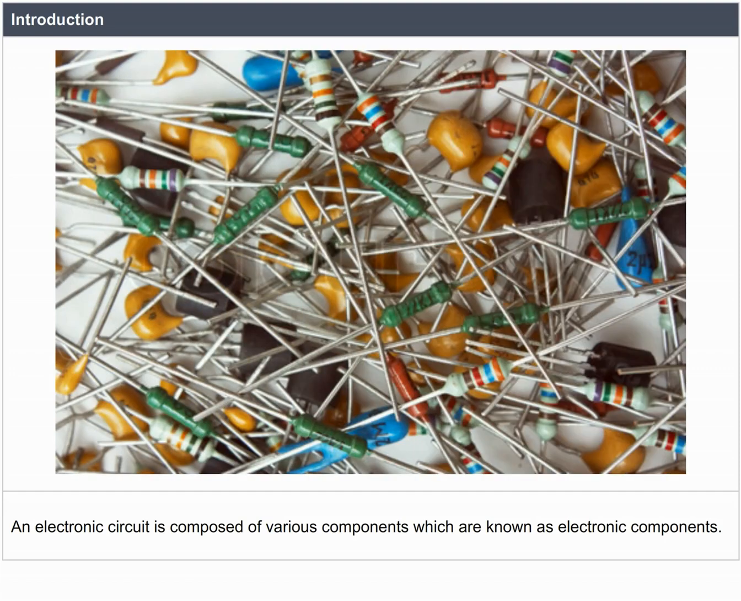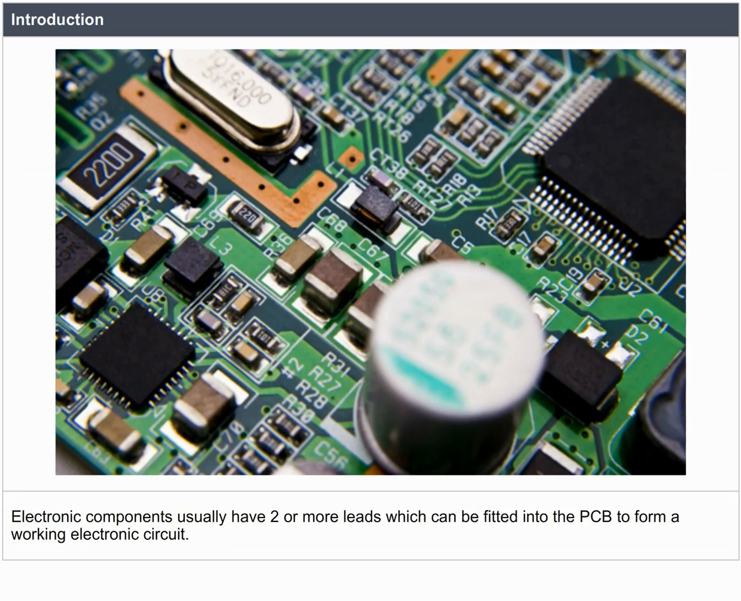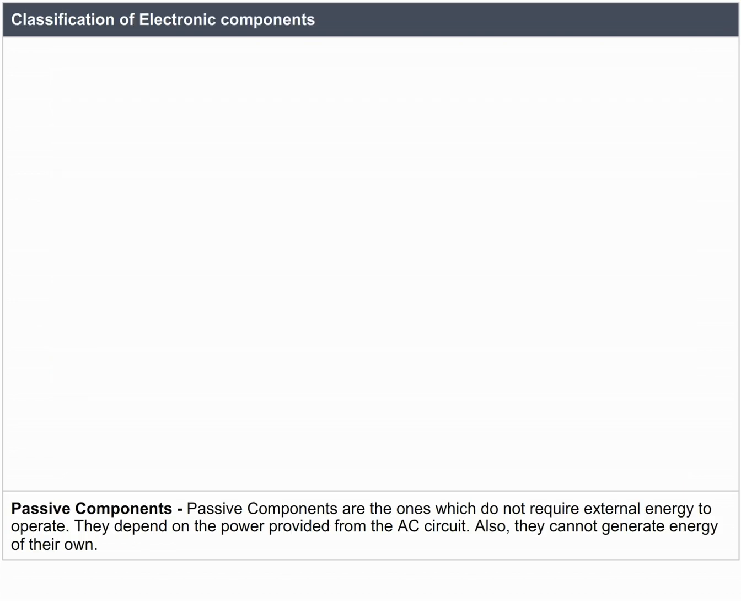Introduction. An electronic circuit is composed of various components which are known as electronic components. Electronic components usually have two or more leads which can be fitted into the PCB to form a working electronic circuit. Classification of electronic components. Electronic components can be broadly classified into two types.